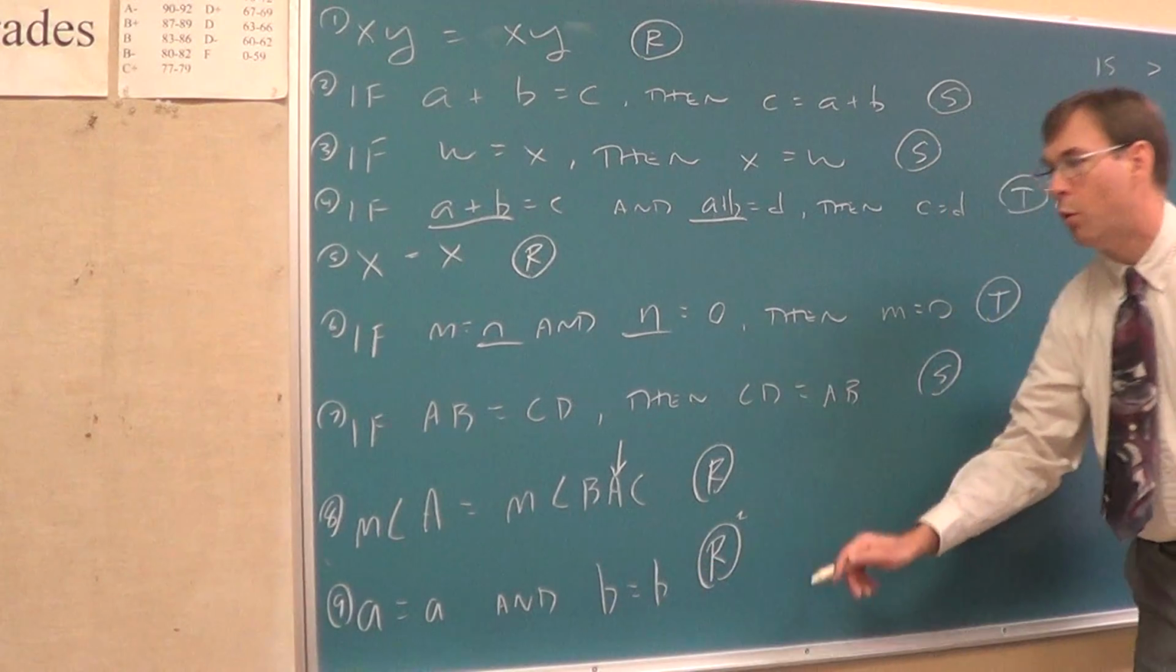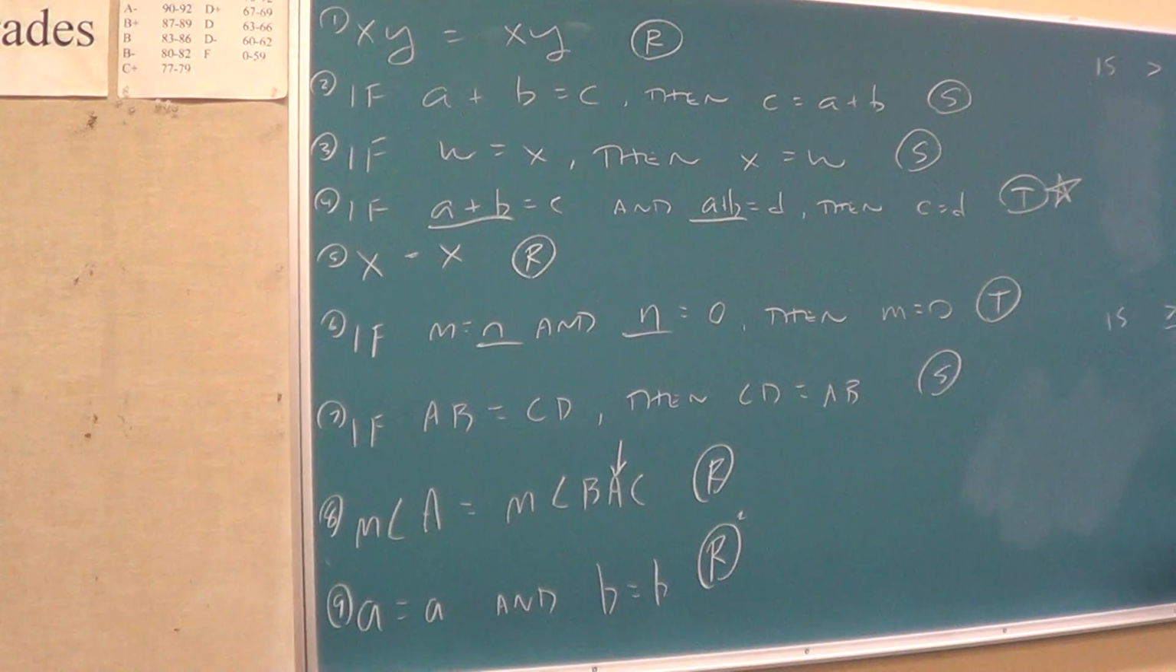Stuff equals itself. Why can't that be symmetric or transitive? No, it doesn't. Just yell. You're always raising your hand. Just yell out if you got it. You don't have to wait.